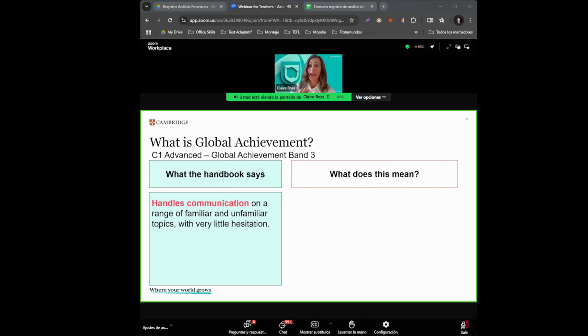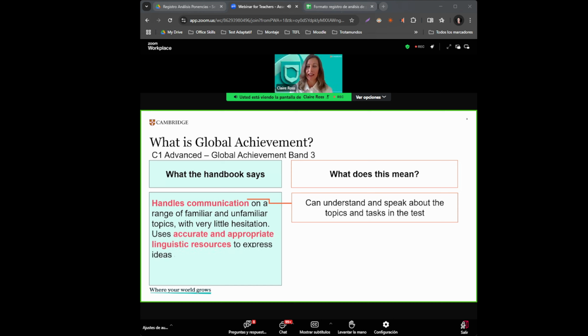But again, don't worry, because in the guide, we've put a short explanation of what each of these things means. So what does handles communication mean? Well, it means that the candidate can understand and talk about the topics and do the tasks. Yes, and as Albana says, can manage to have a conversation, do the tasks in the exam.